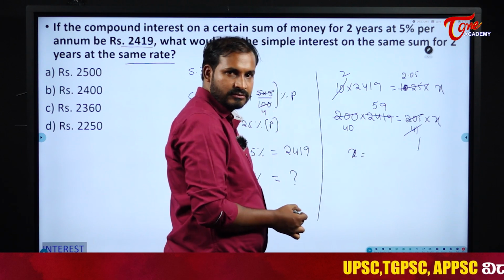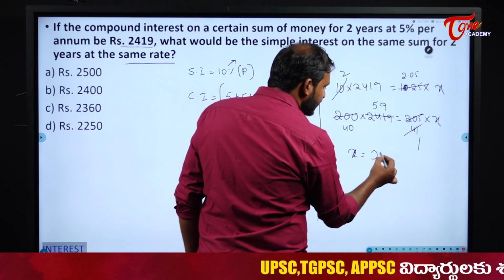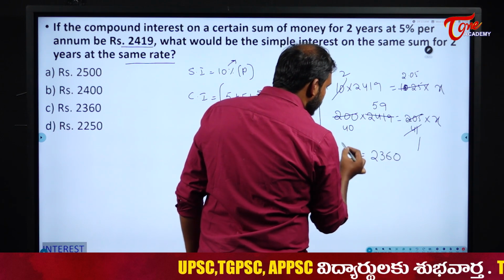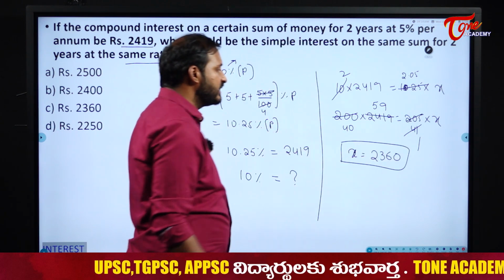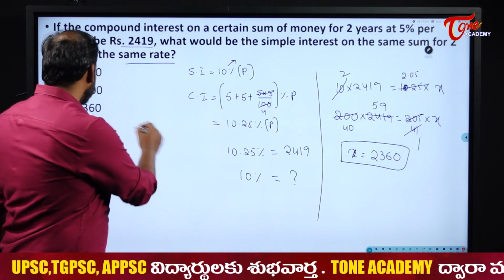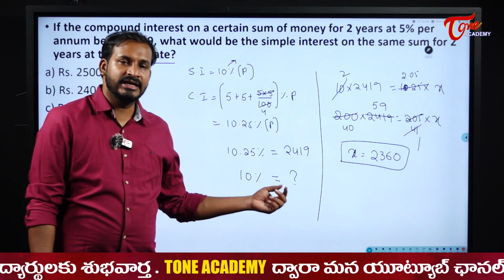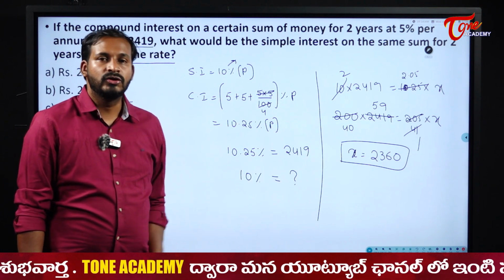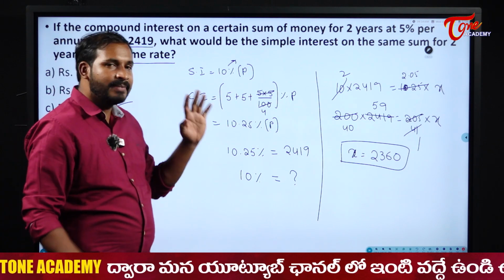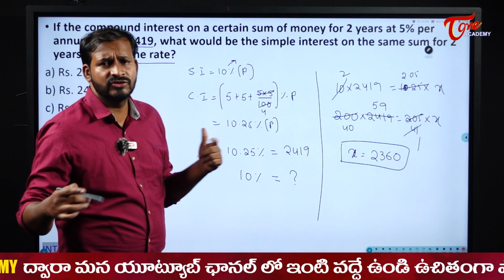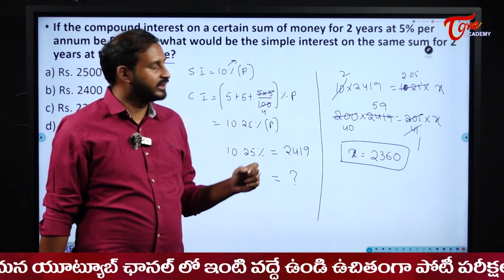59 fours are 236 and 0. So that means what will be my 100% here? 2360. So the interest in case of simple interest will be what? 2360. See students, with the basic idea, we should be a little bit quick while calculating the things.